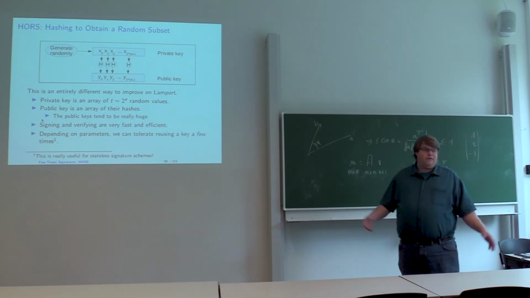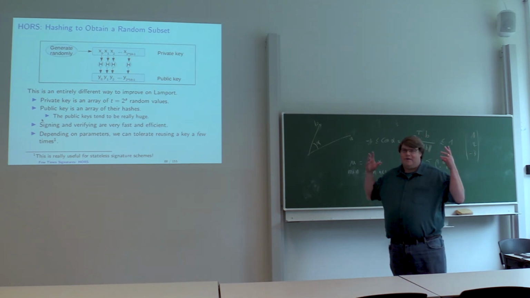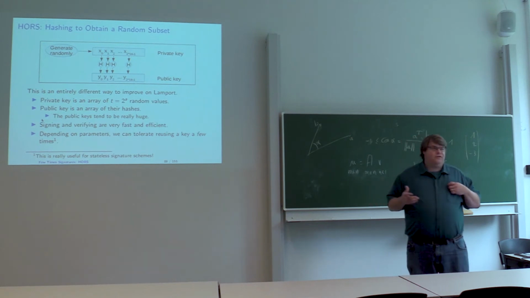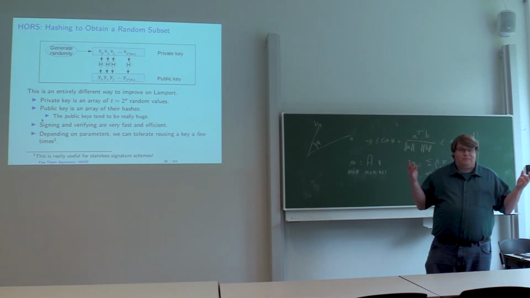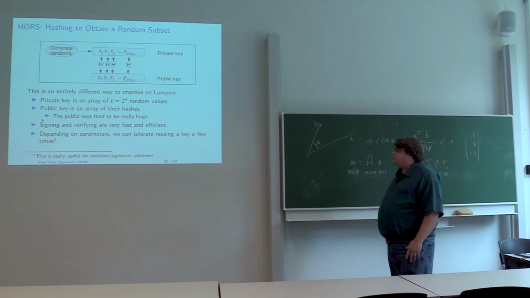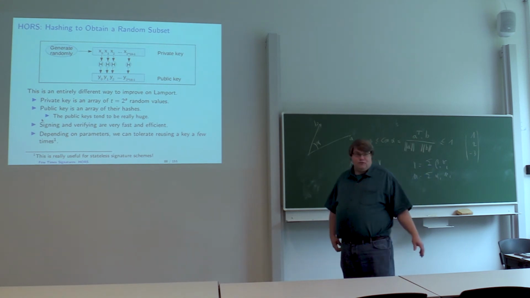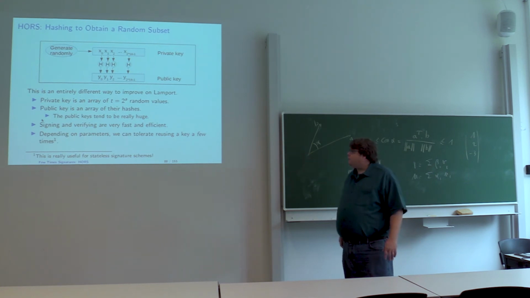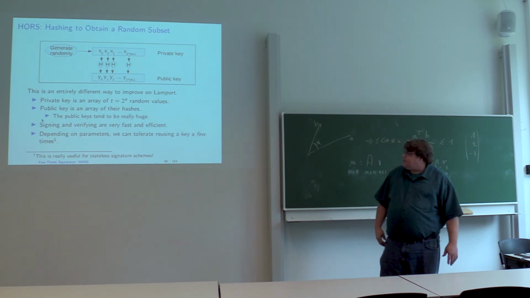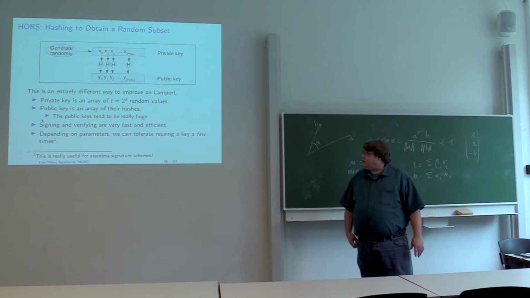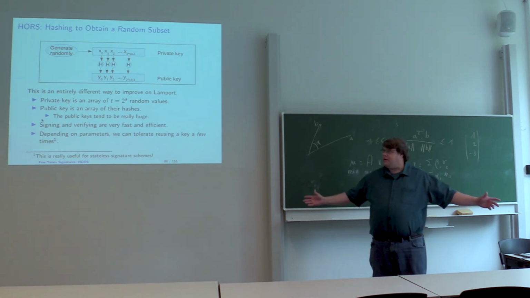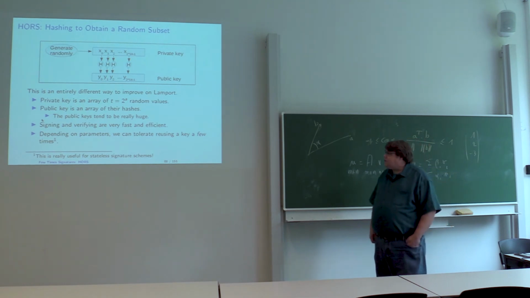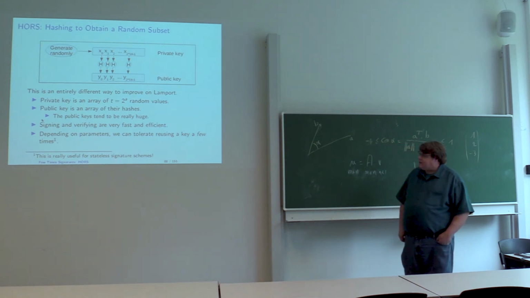So remember, all of these hash-based signature schemes have the same pattern. The private key is an array of random values, which is great because it means you can generate them from a PRF. The public key is basically an array of their hashes. I'm just going to hash each one and stick it in a big array. So maybe my private key is 2 to the 16 long, and my public key is also 2 to the 16 hashes long. Okay, so it's a very big public key. And the good news is signing and verifying is going to be really efficient.